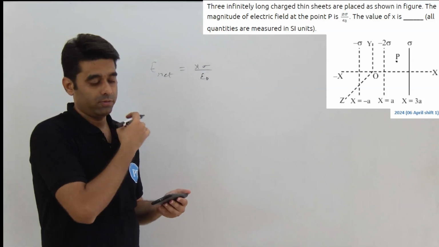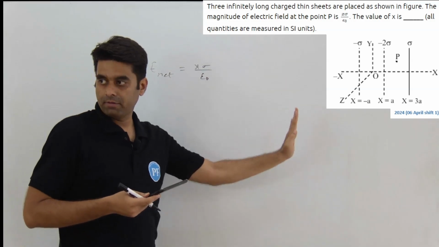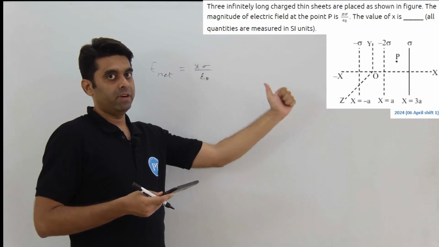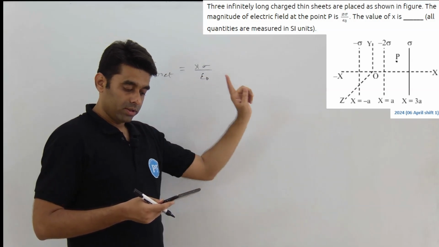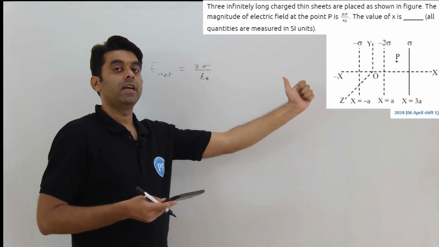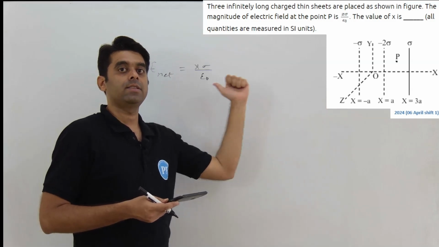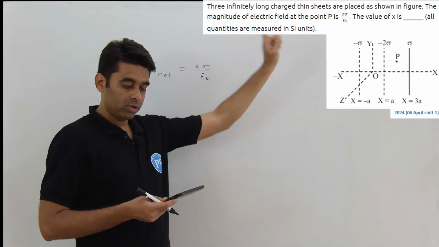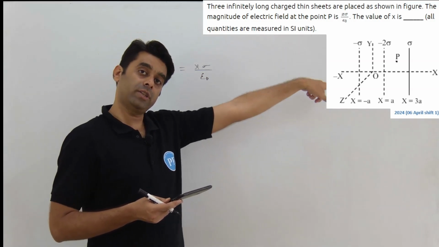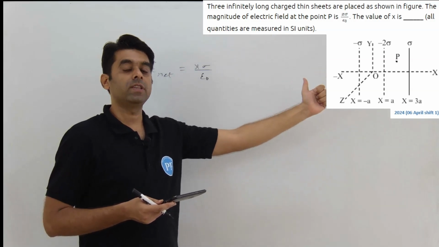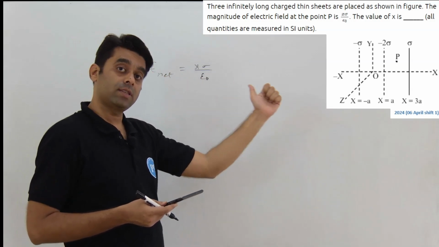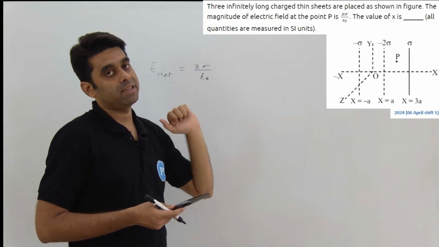If you notice carefully, the leftmost sheet has charge density minus sigma, so the electric field will be towards the sheet. The second sheet has charge density minus 2 sigma, again negatively charged, so the electric field will be towards the sheet. The rightmost sheet, for point P, is positively charged, plus sigma, so the electric field will be away from the sheet. That means the electric field is in the same direction, towards negative x, for all of them.